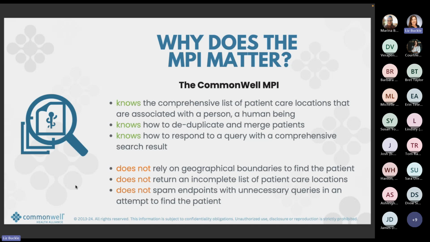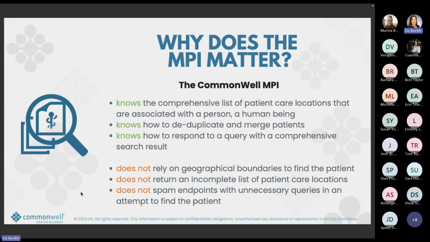We know how to dedupe and merge patients, and we know how to respond to a query with a comprehensive search result. And that means that we don't have to rely on a geographical boundary to find the patient. We don't have to return an incomplete list of patient care locations. If the care location is connected to CommonWell, we're able to know that and return the document list for that patient when a query is made. And then finally, we don't spam or fish to find patients. We don't have to send unnecessary queries in an attempt to find patients.